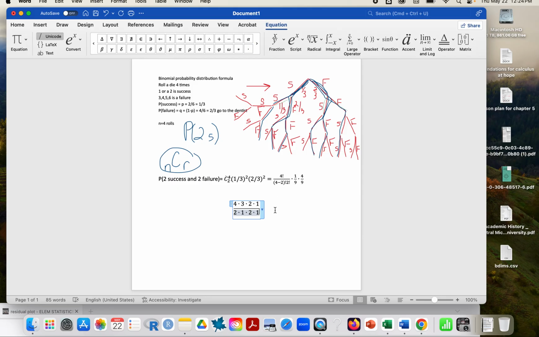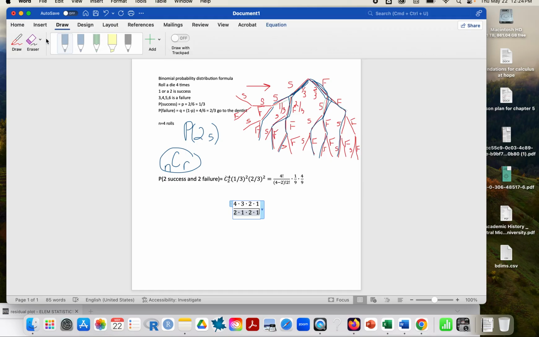Well, I'm going to now draw in here. So this 2 and this 1 will cancel this 2 and this 1. And this 2 will reduce this 4 down to 2. So I end up getting a 6. I have 6 paths that have 2 successes and 2 failures. And the successes are represented by the 1/3, and the failures are represented by the 2/3.